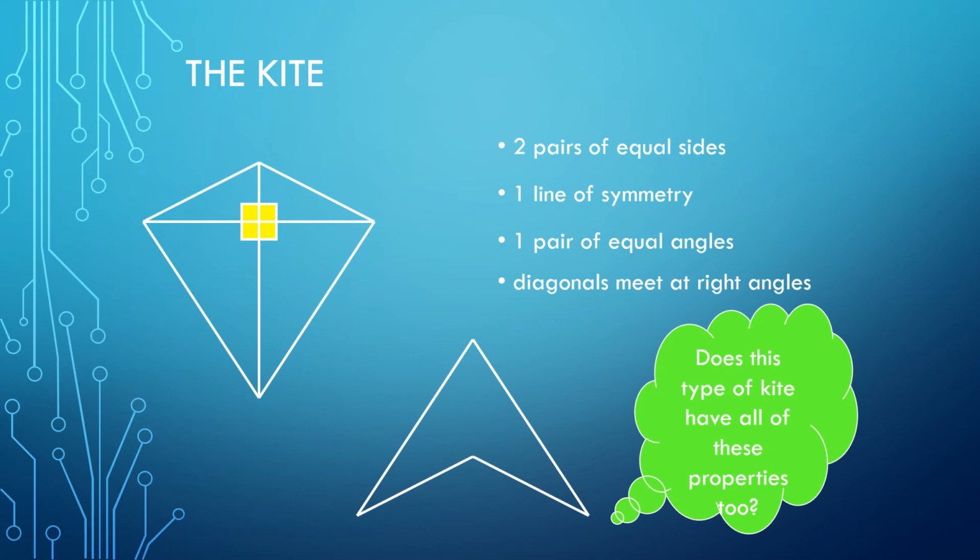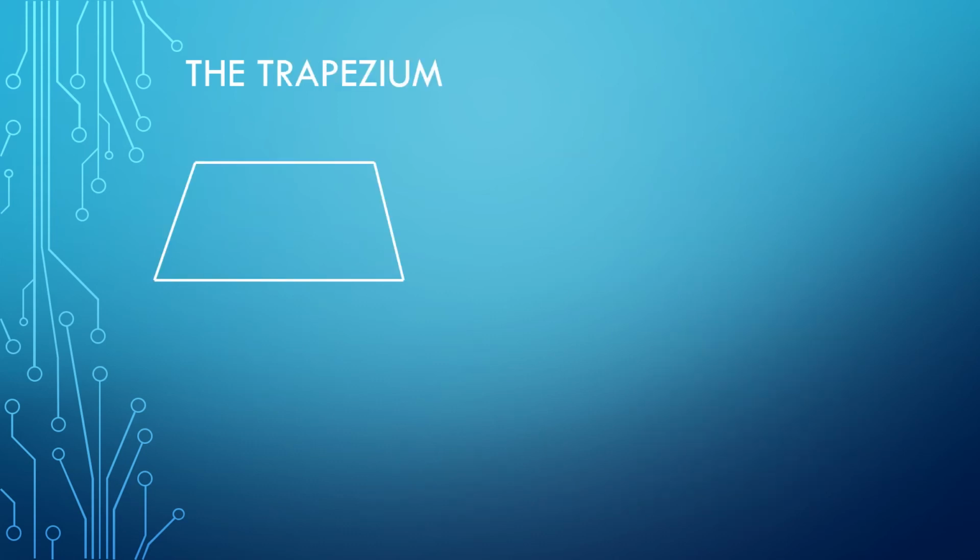Thinking about this one, does this type of kite still have all these properties? Well, it's got these two sides that are the same size, it's got one line of symmetry, it's got one pair of equal angles, and its diagonals meet at right angles. It just becomes a little bit more complicated because now they don't meet inside the shape, but they do still meet there, and so yes, that kite does still meet all of our conditions.